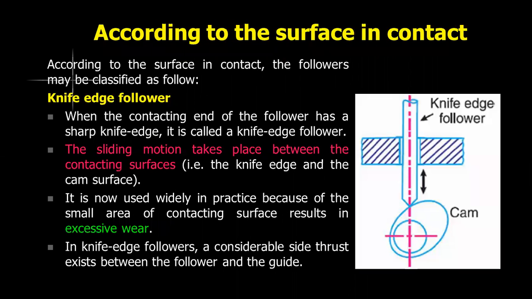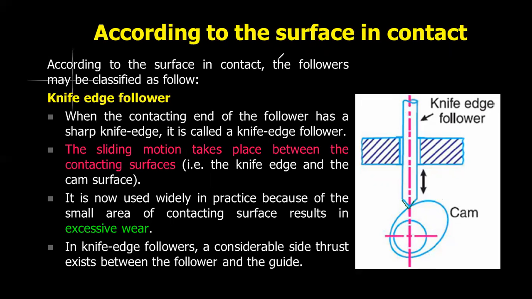So these are the four types of contact that the cam and the follower may have. First, let me explain what is the knife edge follower. Here you can see in this diagram, the egg shaped component is called the cam, and the vertical component is known as the follower. This vertical component has a knife edge at one end. Here you can see the sharp edge.